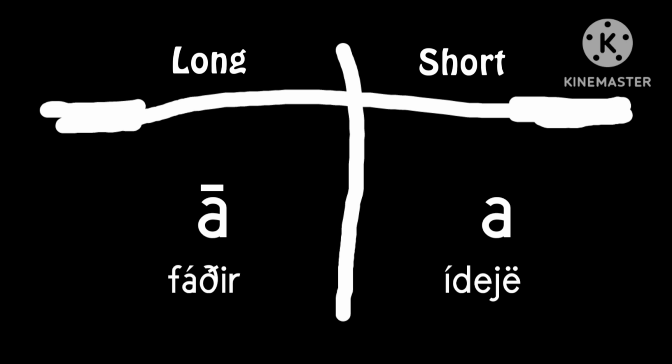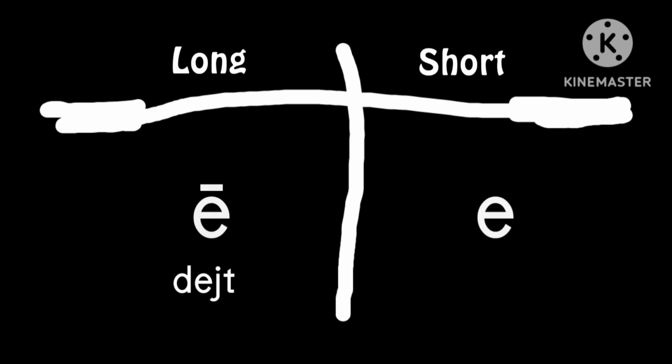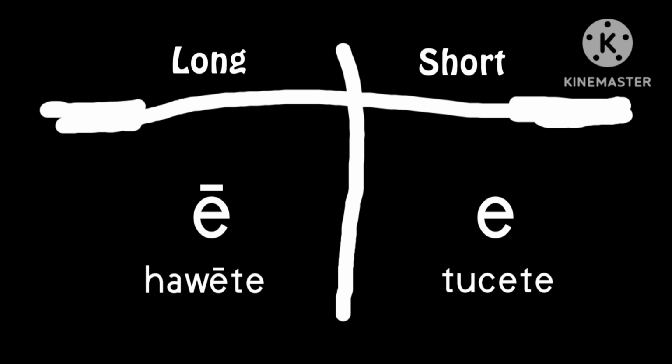We'll start with A. When the A is long, it's like the A in father. When short, it's like the A in idea. So this is the difference between how you would pronounce the words puella and puella. The long E is an A, like the vowel sound in date. The short E is an E as in bet. So you can hear the difference in the words habere and ducere.